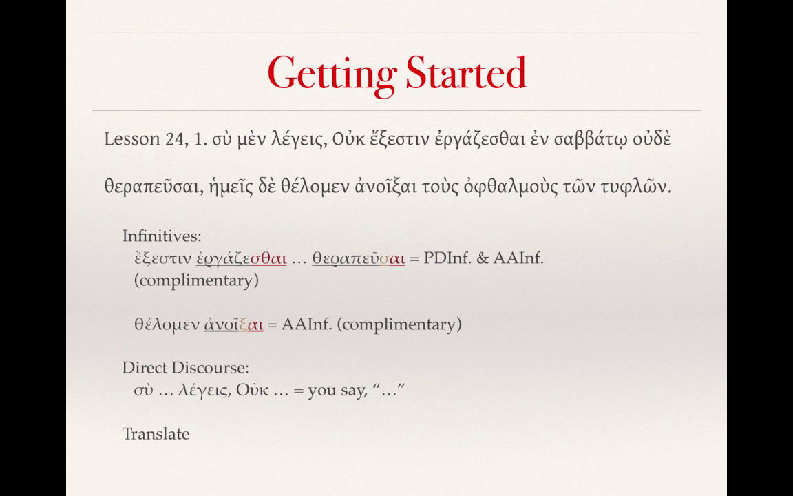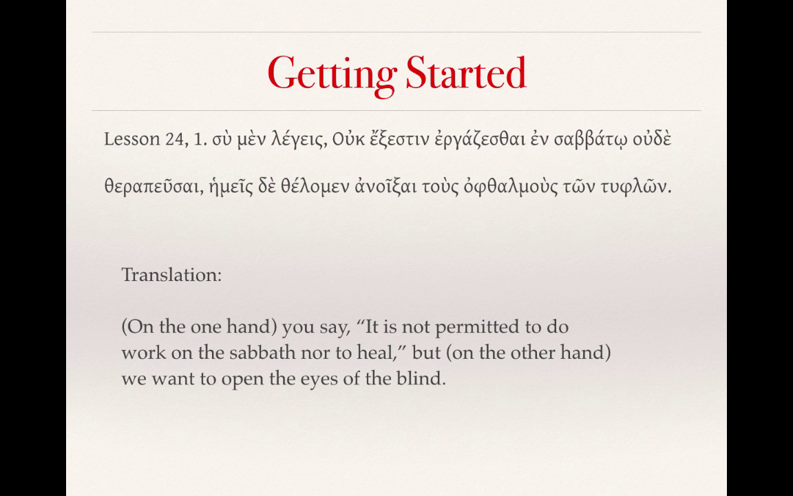So from this, there is probably enough information for us to get to a translation. On the one hand, you say, it is not permitted to do work on the Sabbath, nor to heal. But on the other hand, we want to open the eyes of the blind. You'll see that I've used these parentheticals to indicate the "on the one hand, on the other hand" that is suggested by the men de construction. I would like for you to bring that out as you recognize it. You may decide, as I did with this translation, that it's somewhat unnecessary, and so put it in parentheses just to indicate that it is there.